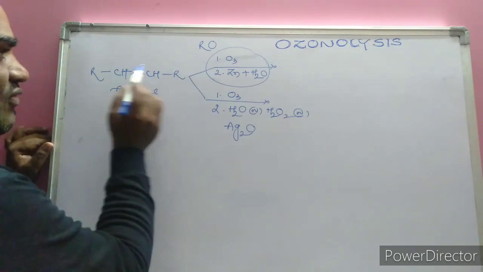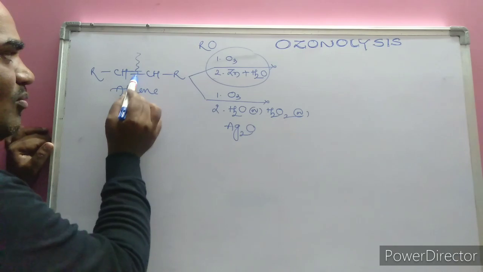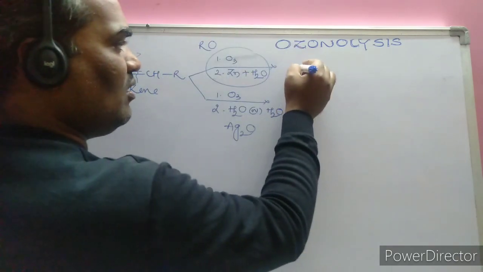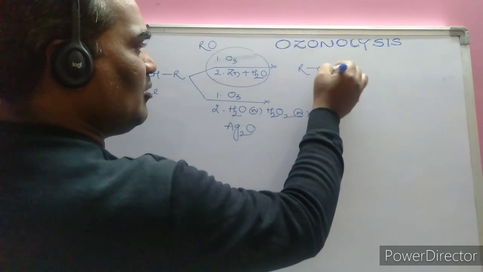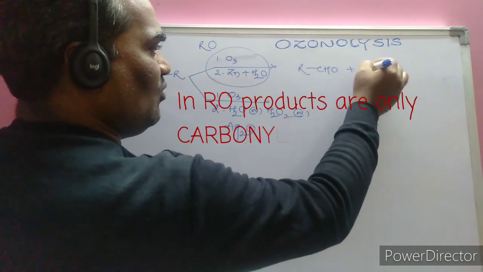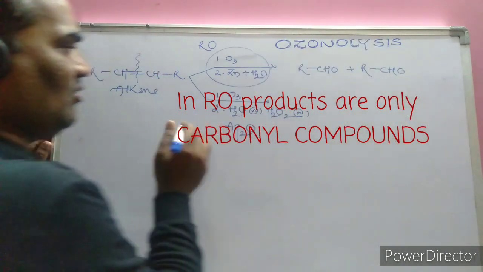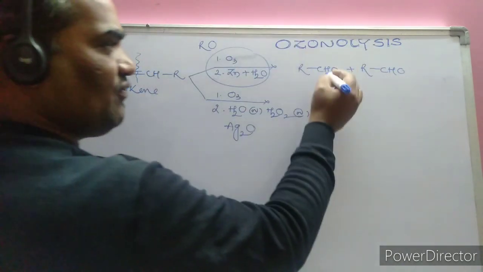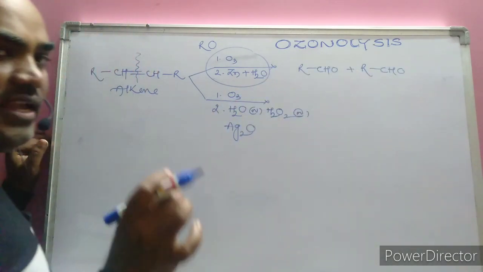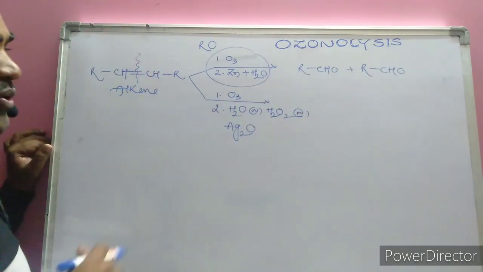In both cases, what will happen? Wherever the double bond is present, the double bond breaks. RCH double bond O plus another mole of RCH double bond O. What is formed here? Aldehyde. Aldehyde is nothing but a carbonyl compound.